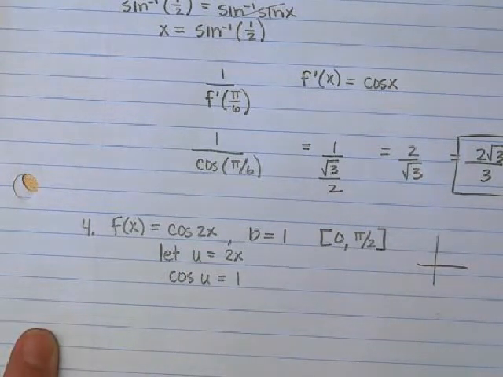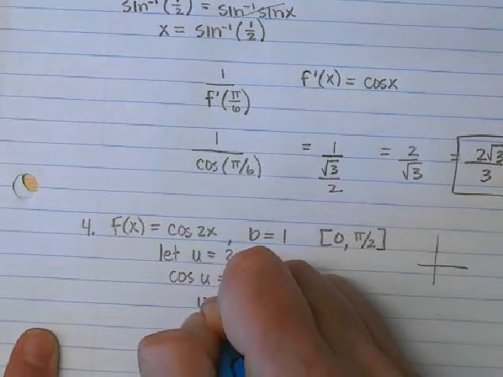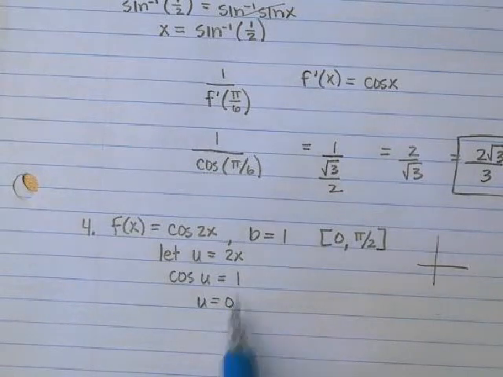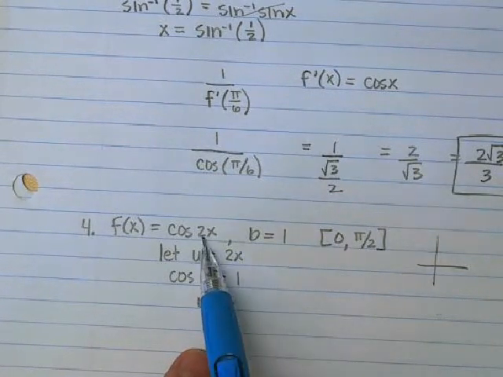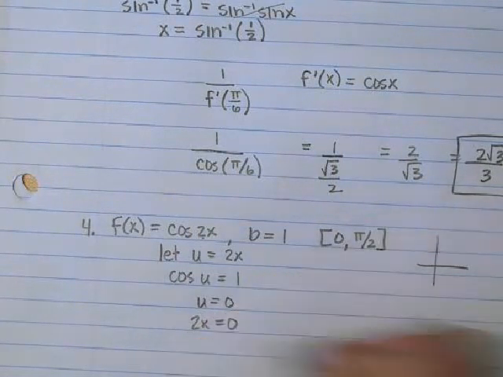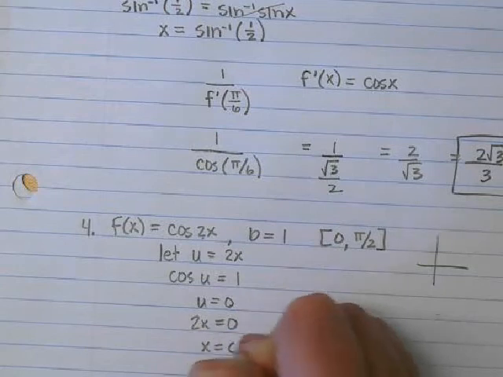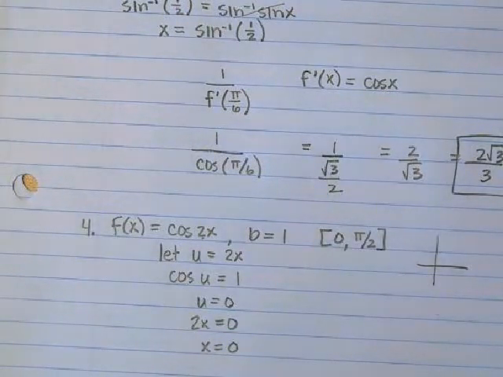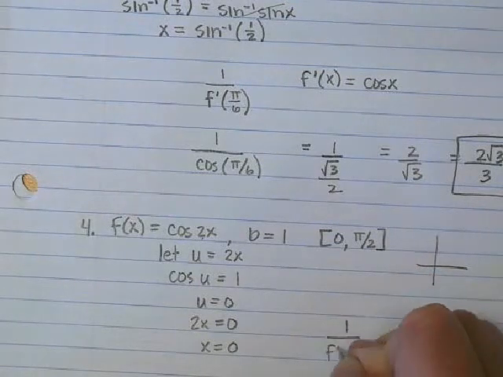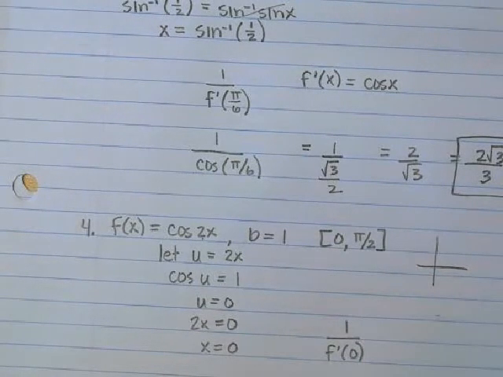Okay, the cosine of what is 1? Well, that should be 0. So in this case, it's not going to make much difference, but let's say it was like pi over 6, it would make a huge difference. So now I got to figure out, okay, well, if 2x equals 0, then x has to be 0. Okay, so now I'm going to find 1 over f prime at 0.